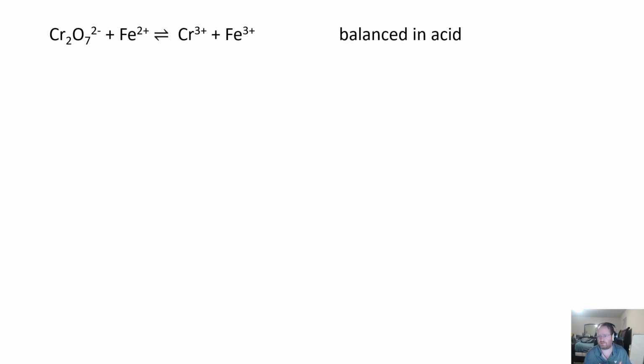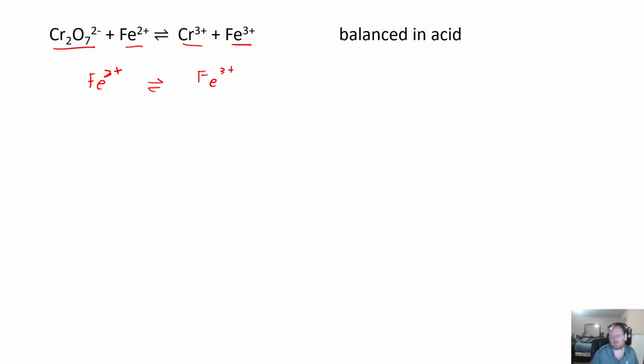So first, let's take this one. As a reminder, the first step we have to do is break this up into half reactions. So I'm going to have my chromium species to balance, and then my iron species. I'd like to go ahead and do the easy one first. In this case, Fe2+ to Fe3+ is fairly straightforward. As a half reaction, Fe2+ reacting to form Fe3+.